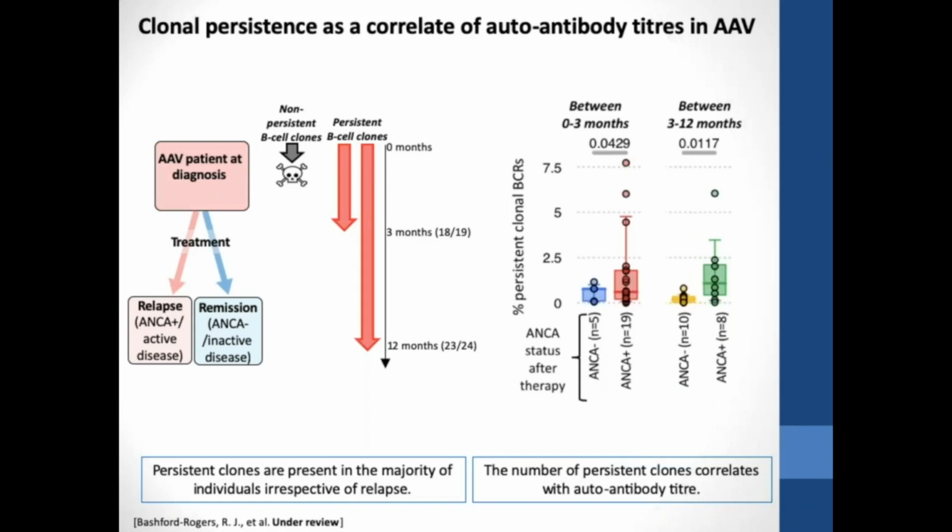And lastly, and possibly the most interesting aspect of this, is that the number of persistent clones corresponds to whether a patient becomes autoantibody negative after therapy versus remaining autoantibody positive. So the number of persistent clones correlates with autoantibody titer, and this may have implications in trying to track or monitor disease. The autoantibody levels, at least in ANCA vasculitis, also correlate with disease outcome.